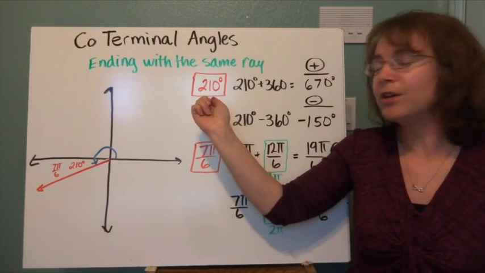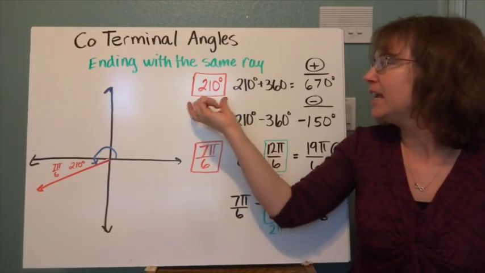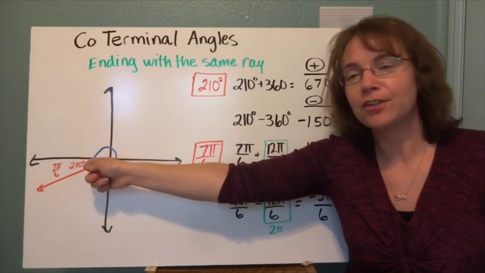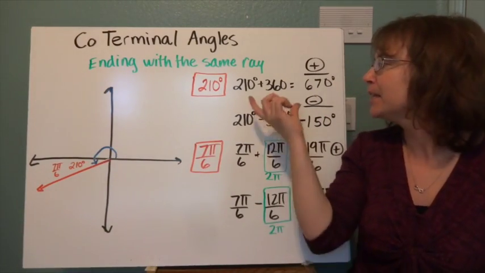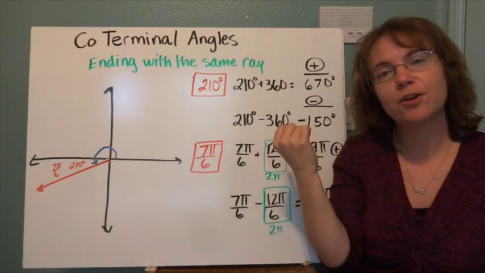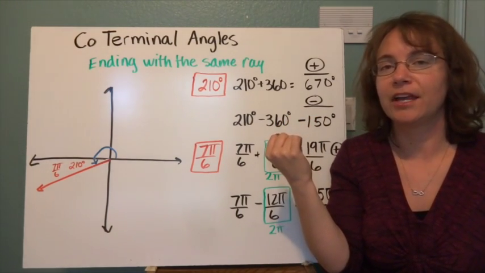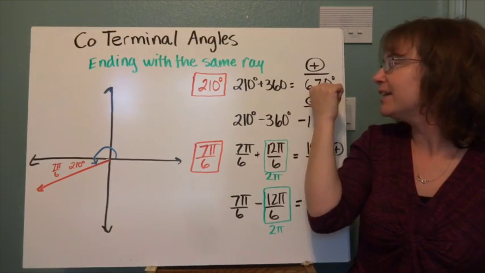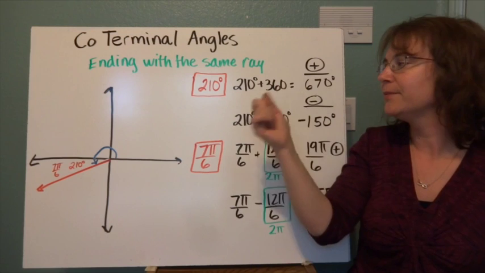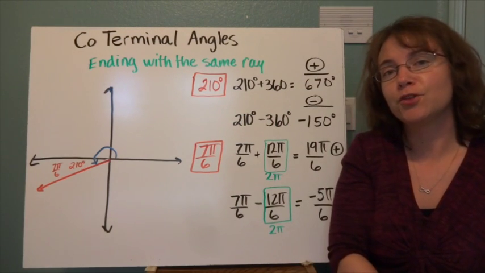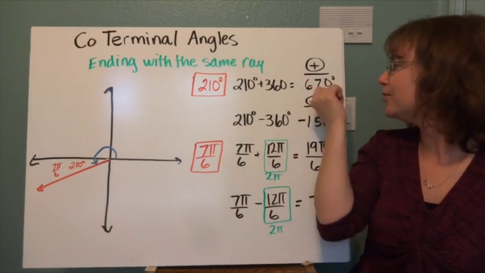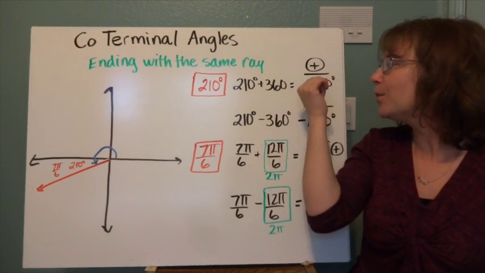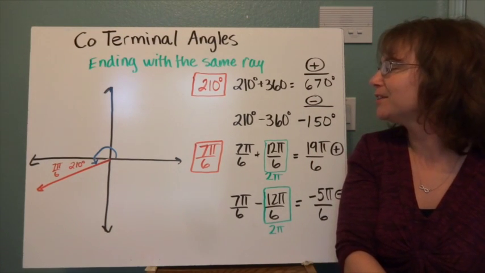We can start with 210 degrees, so let's look at that. We can add 360 degrees, so that just means we go from here all the way around the circle and end back in the same place. So they often ask for a positive coterminal angle and a negative coterminal angle. So we can add 360 degrees and we get a coterminal angle of 670 degrees. If we wanted another positive coterminal angle, we could add another 360 degrees to this 670 degrees. So we could continue to get positive coterminal angles.